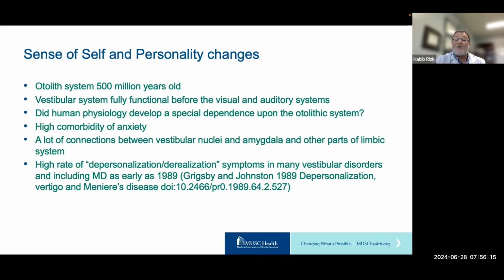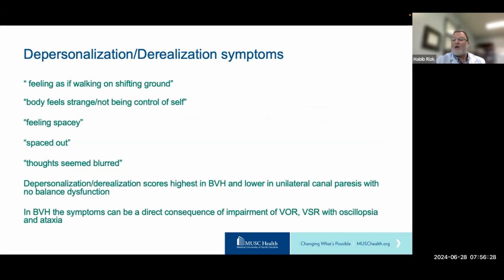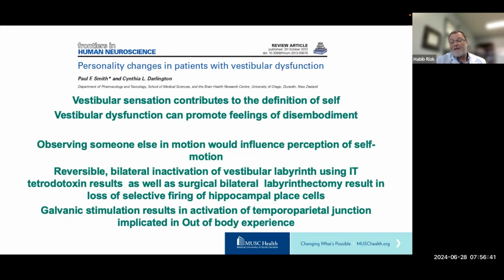So those studies were done way before PPPD was even a diagnosis. It was since the 1980s that this high rate of depersonalization symptoms was described in vestibular patients, feeling as if walking on shifting ground, feeling spacey, thoughts seeming blurred. And they're much higher in people with bilateral weaknesses compared to people with unilateral weaknesses. And again, a plethora of studies have shown how the vestibular sensation contributes to the definition of self and how dysfunction can promote feelings of disembodiment.